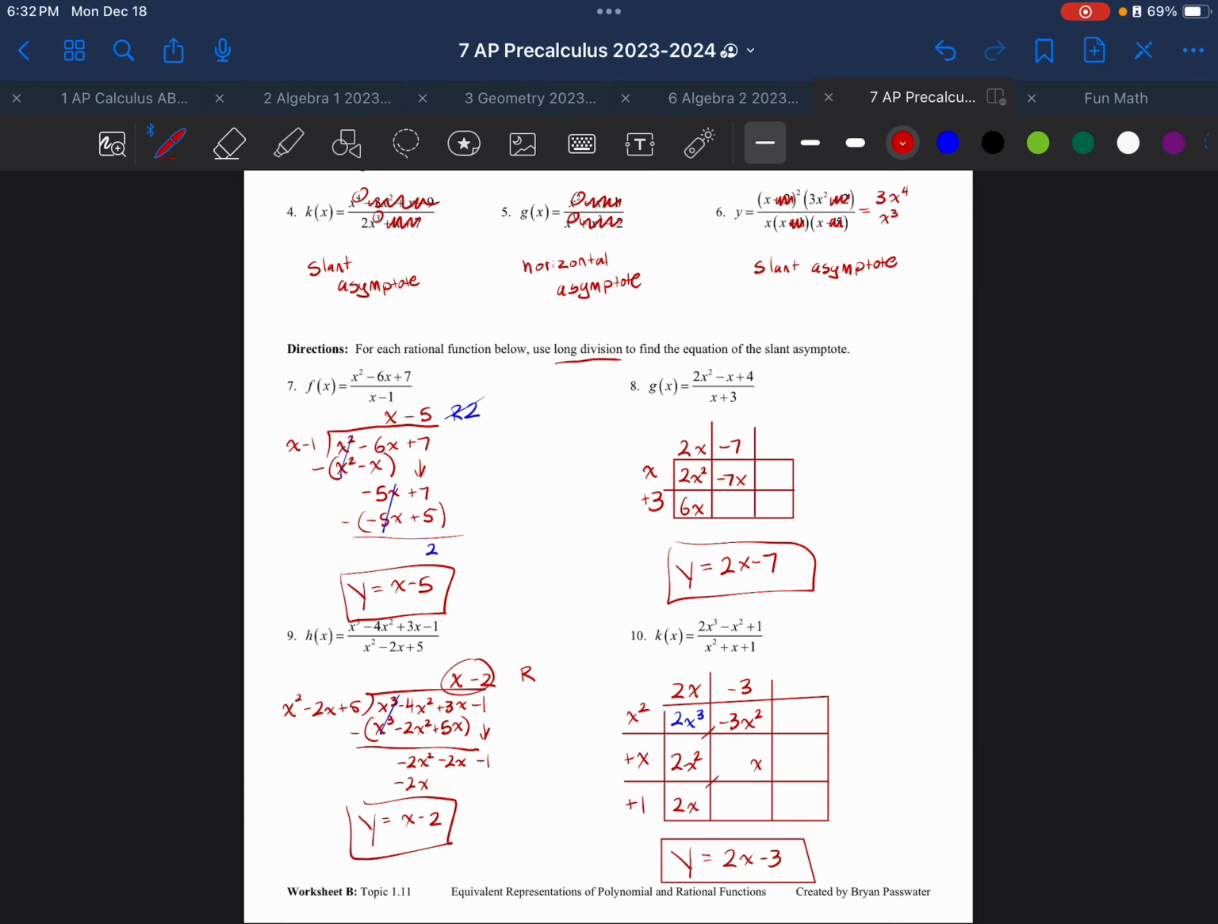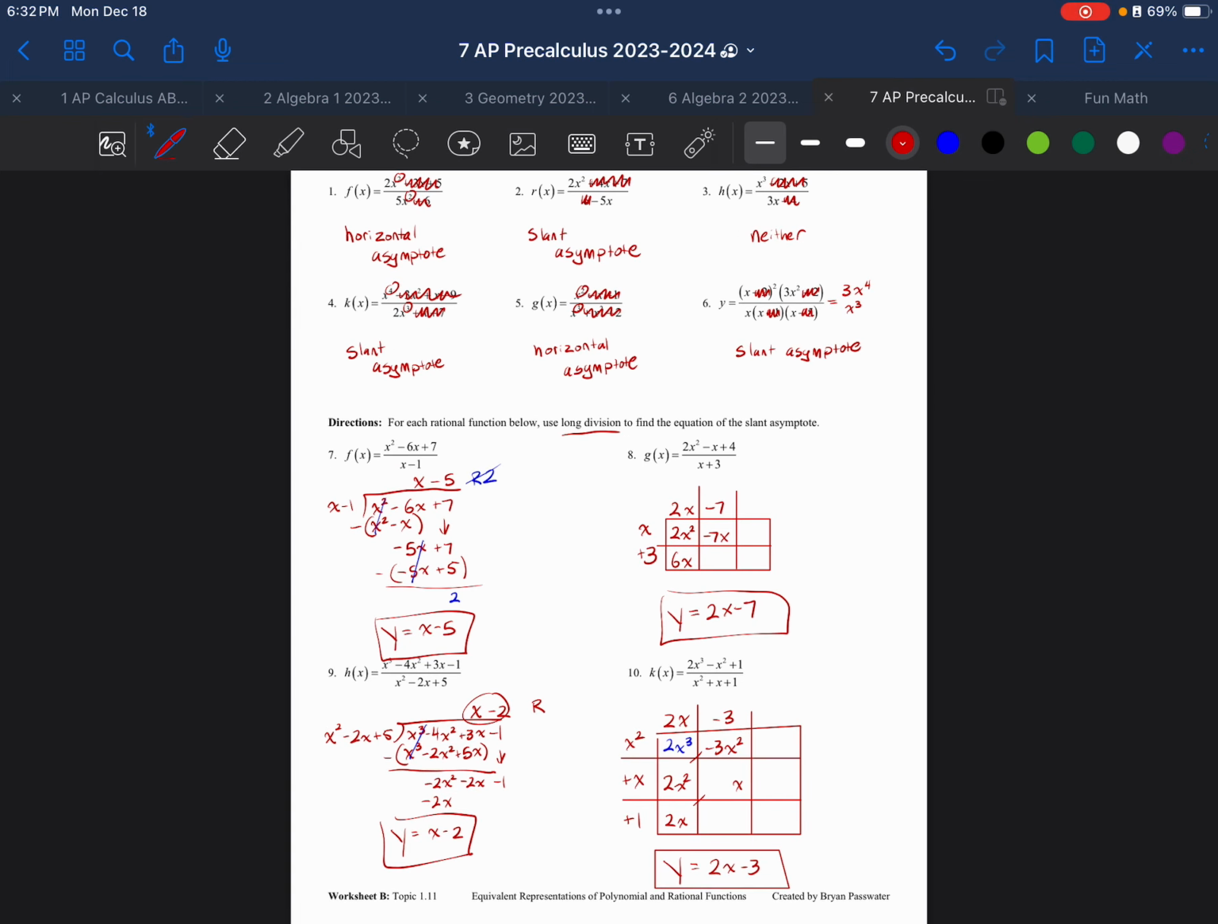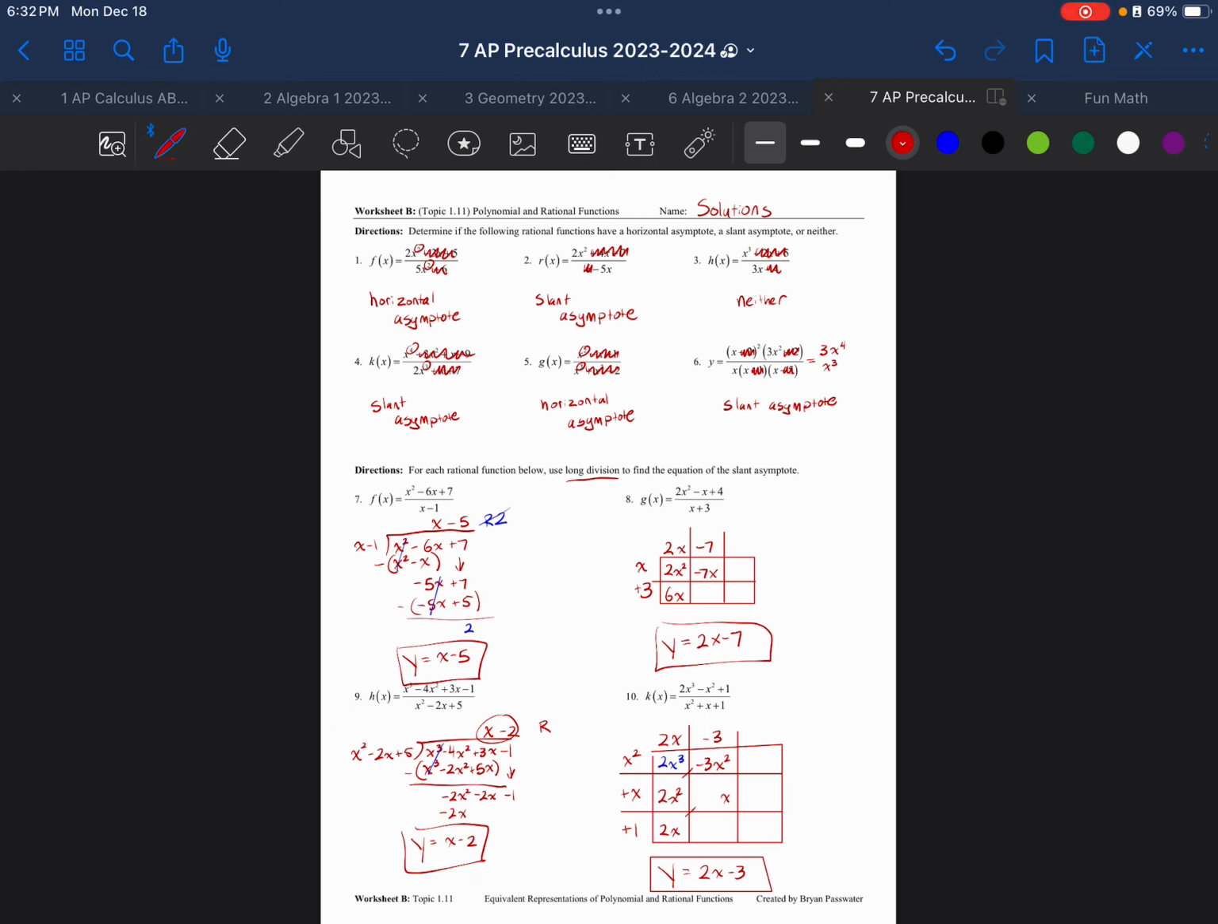All right, and that was a quick worksheet B for topic 1.11 for equivalent representations of polynomial and rational functions for AP pre-calculus. There's the entire worksheet in all its glory.